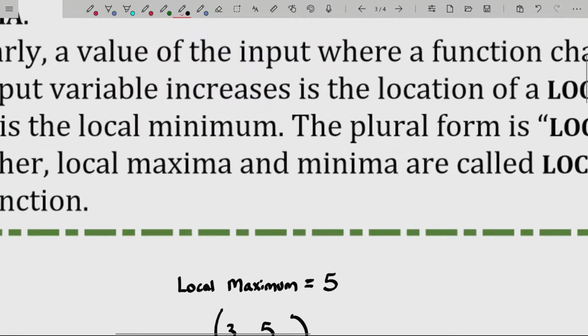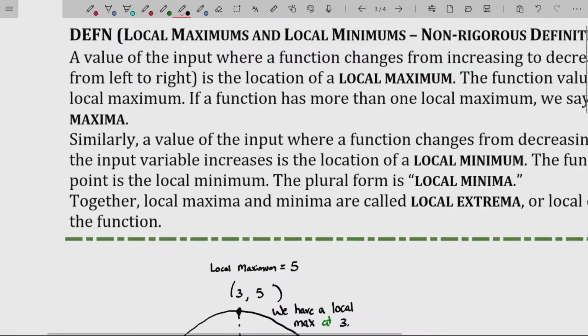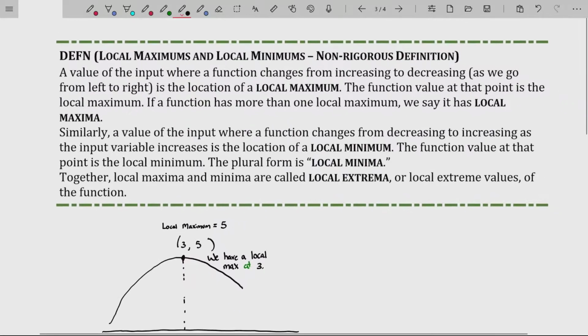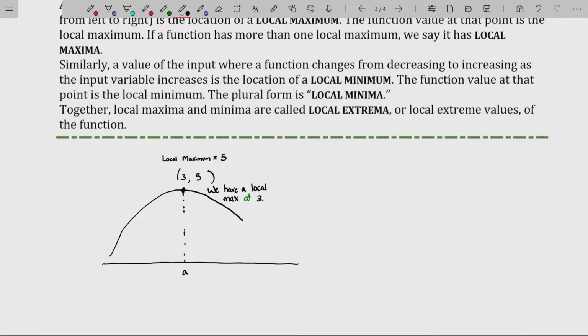Now, along the same lines, zoom out a little bit. A value of the input where the function changes from decreasing to increasing, well, that's a local minimum. And just to showcase that, let me draw this out. You go from decreasing to increasing. Well, where that shift between decreasing to increasing happens, that is called a local minimum.